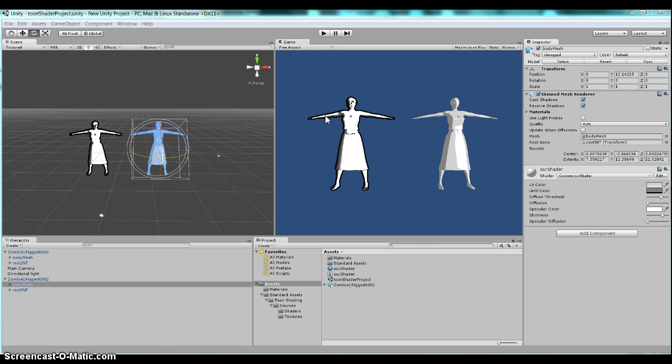Now there are other ways of doing it. One way is called silhouette enhancement, which does it by setting the color of the outline differently.